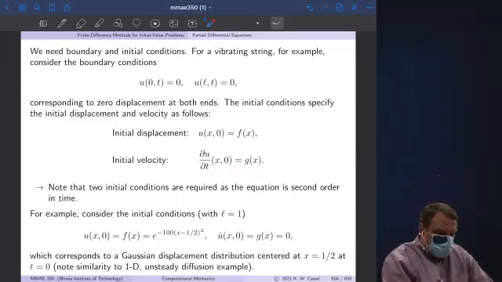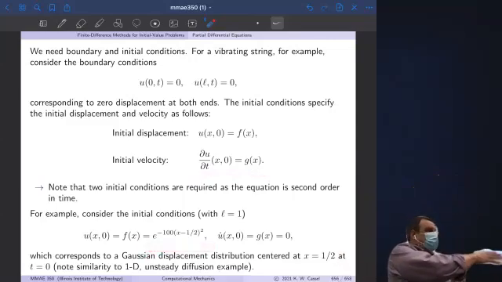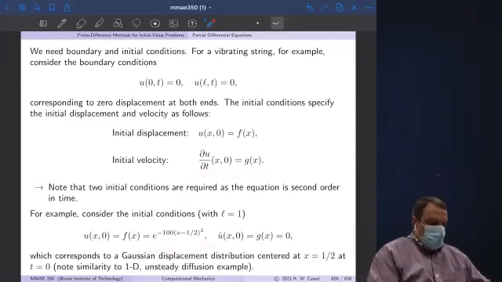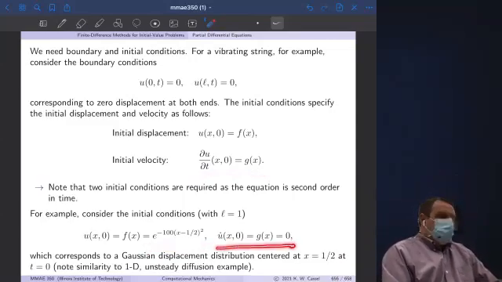I'm going to use a similar Gaussian distribution for the displacement. So I'm going to pluck the string in the form of a Gaussian, which is kind of hard to do with your fingers, but just to have a nice smooth initial condition. And then my initial velocity is just going to be 0.